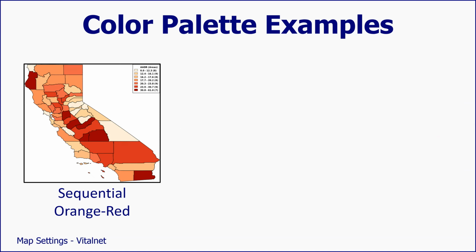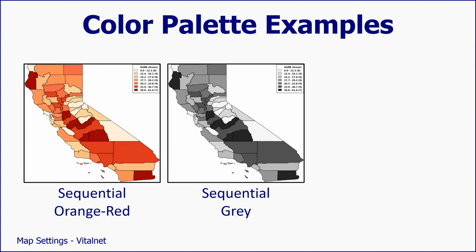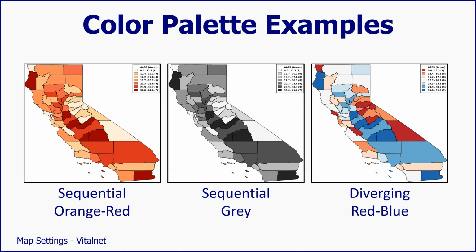Here are some examples of color palettes. An orange to red sequence, a sequence of gray tones, finally a palette with reds and blues. Obviously, the colors you use are pretty important. Pick whichever palette seems to work best for your map.